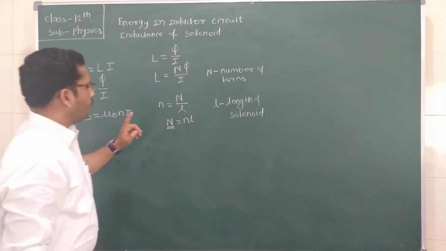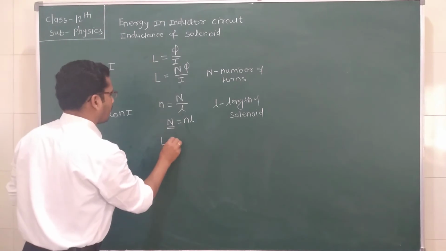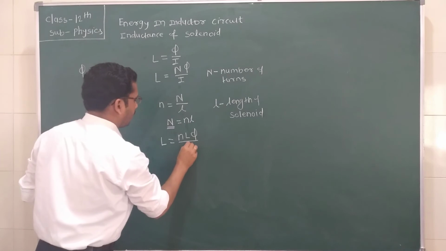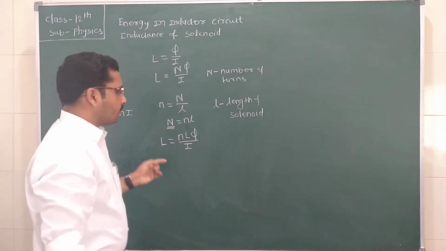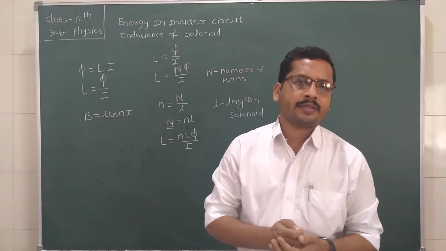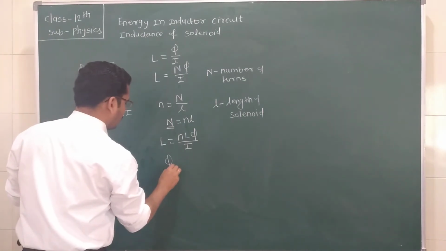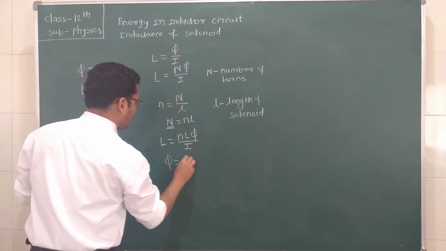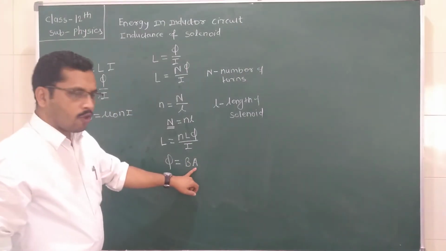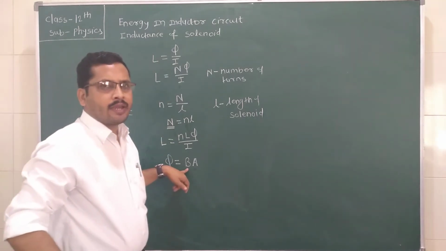So we can write n equal to N by l in this equation, so we get L is equal to N l into phi divided by I. Now we know that the relation between magnetic flux and magnetic field is given by phi is equal to B multiplied by A. What is A? A is the area of cross section, and B is the magnitude of magnetic field.